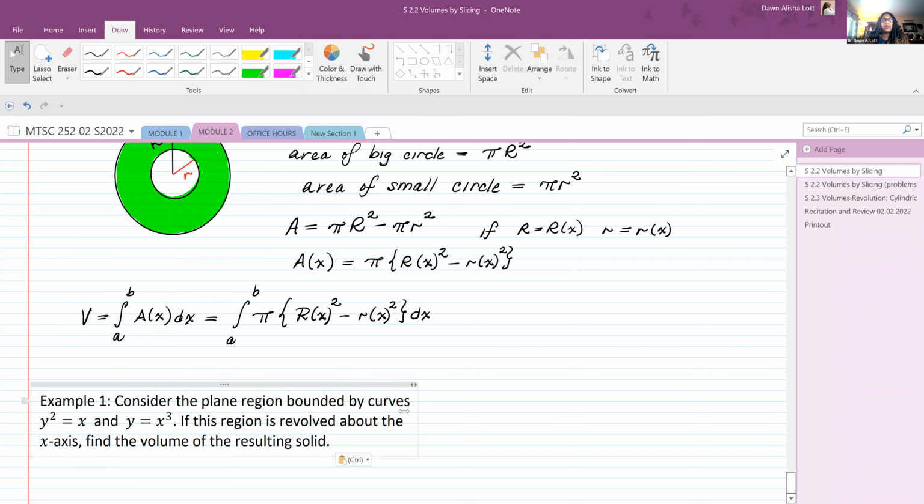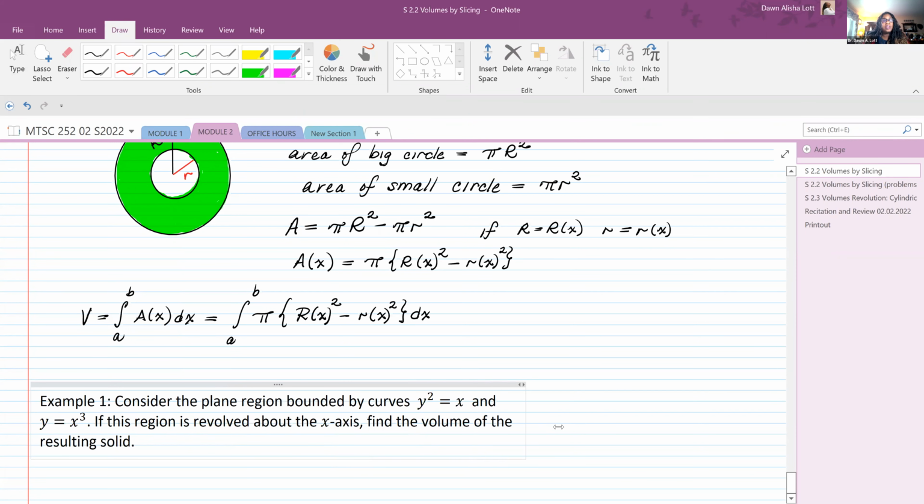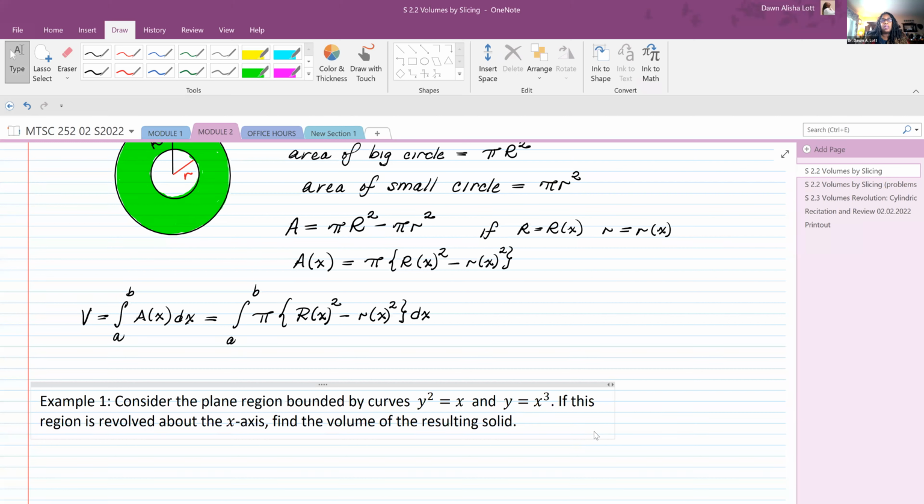Just like any other problem where we needed to see the disk, in these types of problems you need to see the washer. Once you see the washer, then you're real clear on what method to use. All right, so this is our problem. Consider the plane region bound by the curves y equals x squared, y squared equals x, and y equals x cubed.